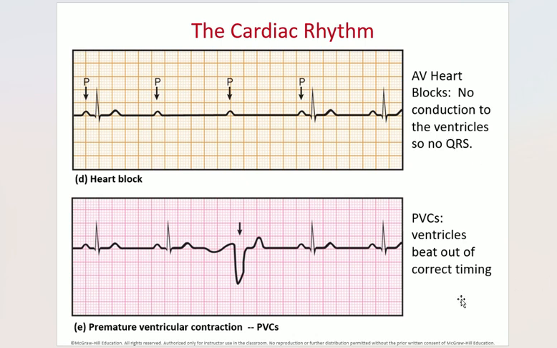PVCs are ventricles beating out of correct timing. So this is premature ventricular contraction. And when you have this, ventricles are beating too early. So that's a big dip right there. That's your atrium and ventricles at the same time. So there's no P wave. PVCs won't kill you, but they can cause problems with blood flow because there are no solid beats. This is an irregularity in timing, so this isn't going to happen on every beat. It's going to be pretty inconsistent.